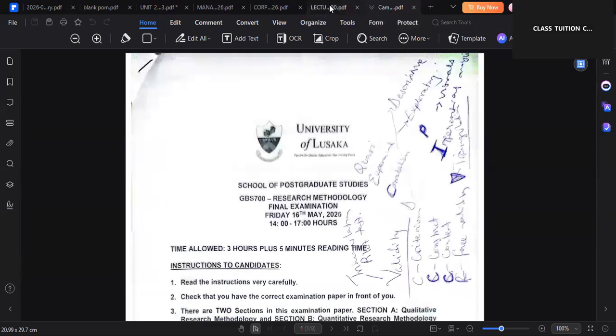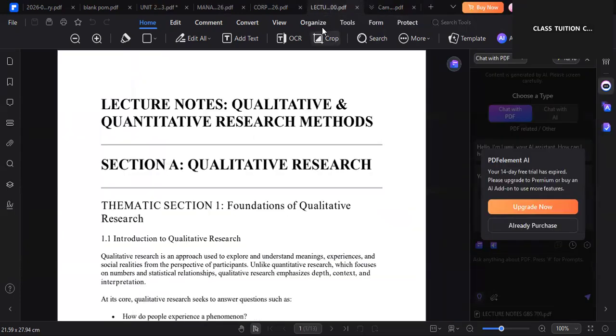We first look at the concepts that are involved in there. So I will look at the foundations. Let's start with qualitative methods or research, where we're going to look at the foundations of qualitative research. So qualitative research is simply the approach that is used when we're exploring and understanding meanings, experiences, and social realities from the perspective of participants.